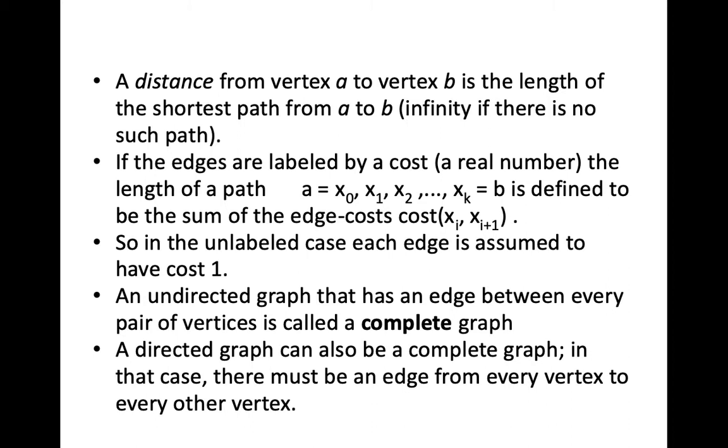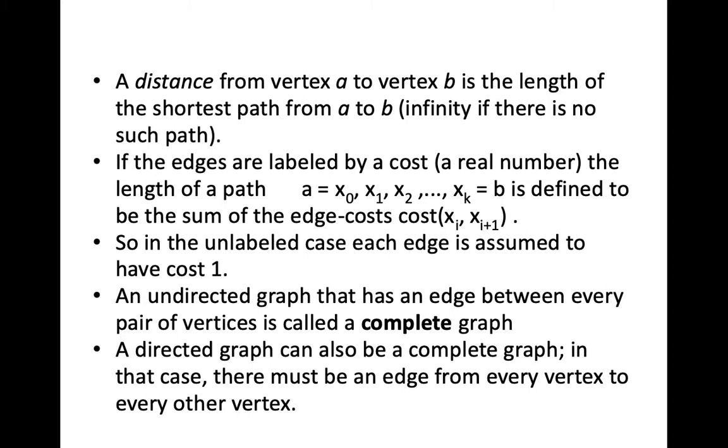The distance from a vertex A to a vertex B is the length of the shortest path from A to B. If there is no such path, the distance between them is infinity. If the edges are labeled by a cost, a real number, the length of the path, where A is the starting point, which is x0, and B is the ending point, which is xk, is defined to be the sum of the edge costs. So it will be the sum of the cost of xi to xi plus 1, where i equals 0 to k minus 1. In the unlabeled case, so the unweighted case, each edge is assumed to have a cost of 1.